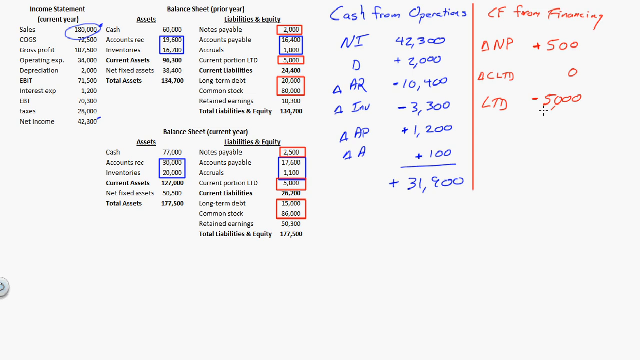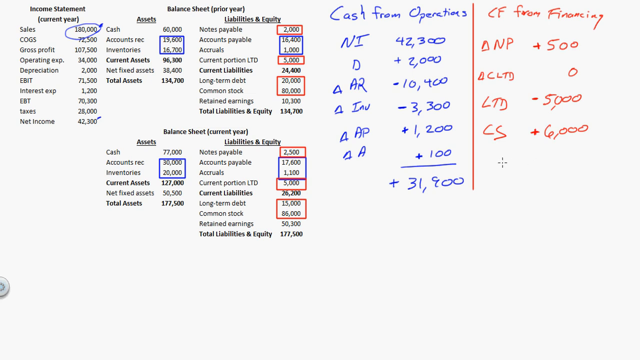Common stock, and remember, common stock can be split into common stock at par and additional paid in capital, or you could call it capital surplus, and you would use those two together the same way. But here, common stock is going from 80,000 to 86,000, so the change is $6,000. Is that a positive or a negative cash flow? Well, we as a company sold stock. We have $86,000 worth of stock now instead of 80, so we sold stock. We have new owners of the firm. It's a positive $6,000.